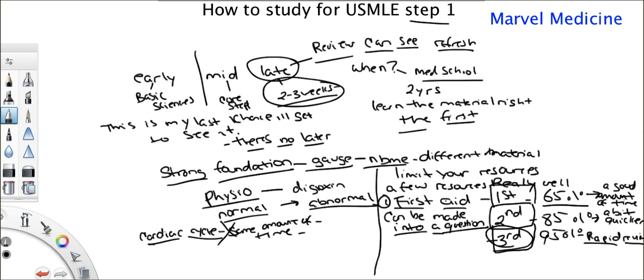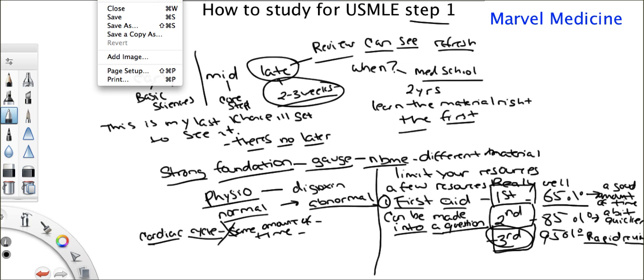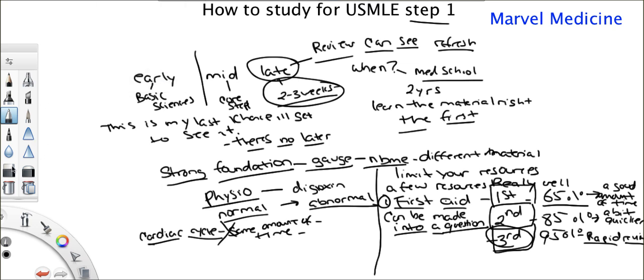All right, now. Let's talk about some other supplements that you could possibly use. Now, what are some other books that you should be using? Well, Goljan is one of them, right? That's one of the most useful books I could possibly think of for Step 1, okay?